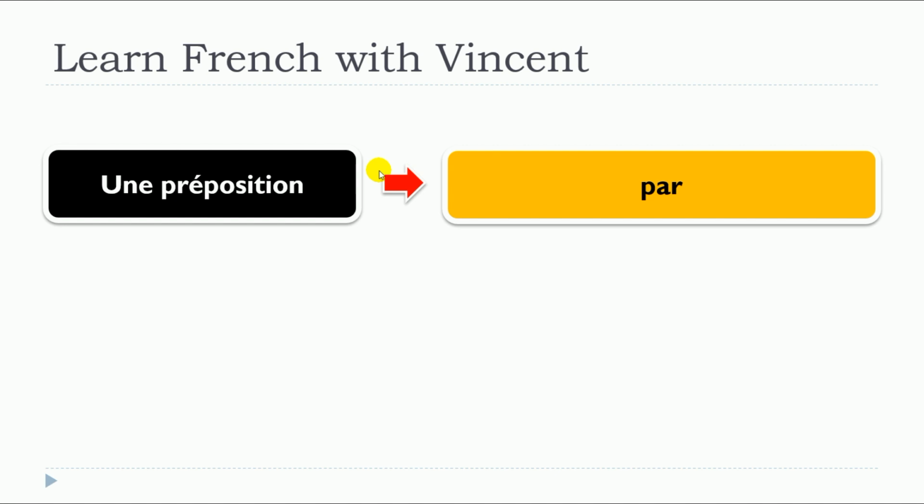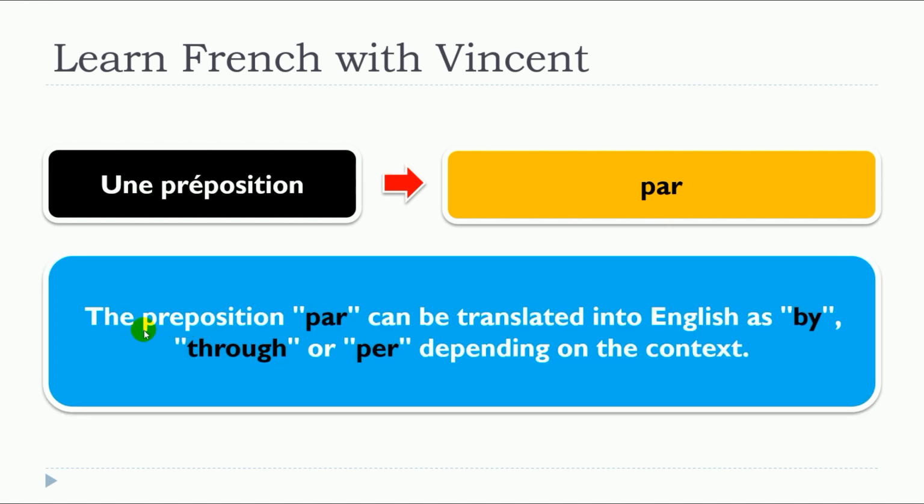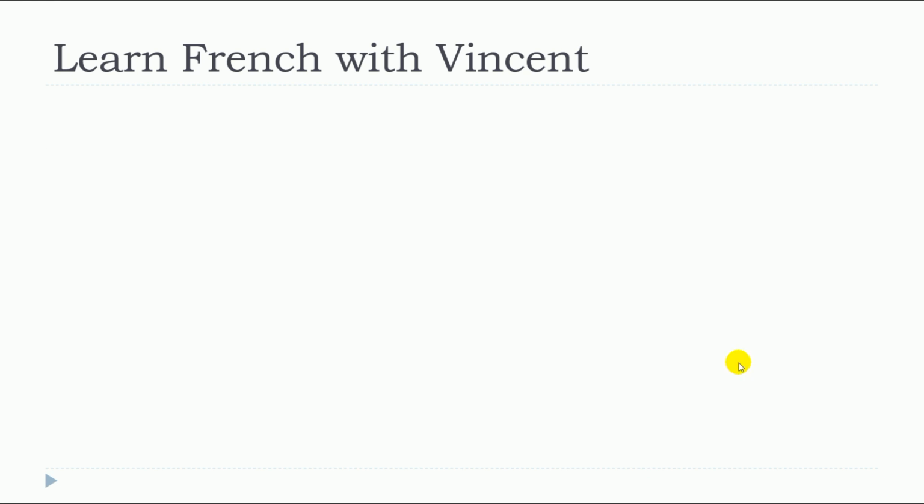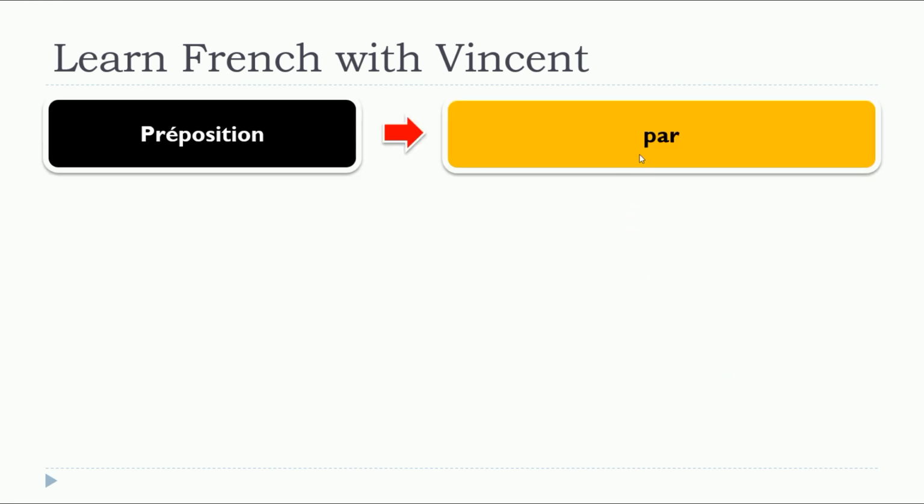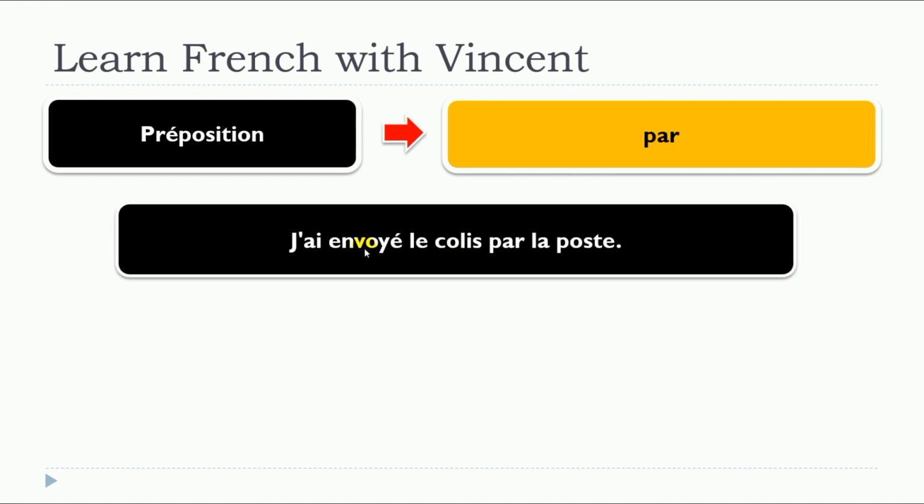So, this lesson is about par. And the preposition par can be translated into English as by, through, or per, depending on the context. So we will see four examples with par.